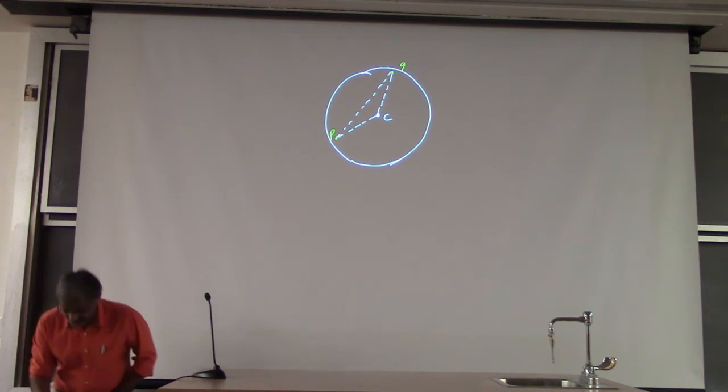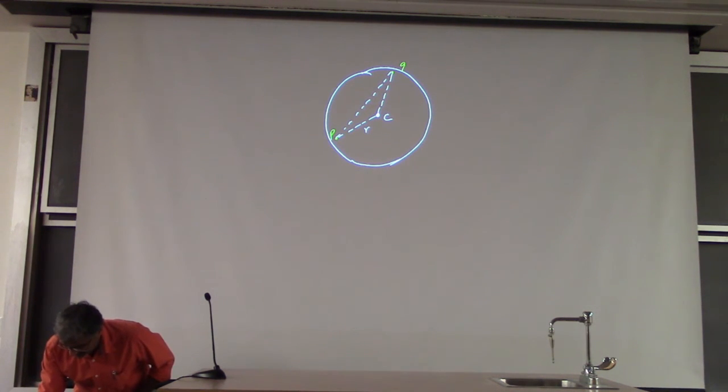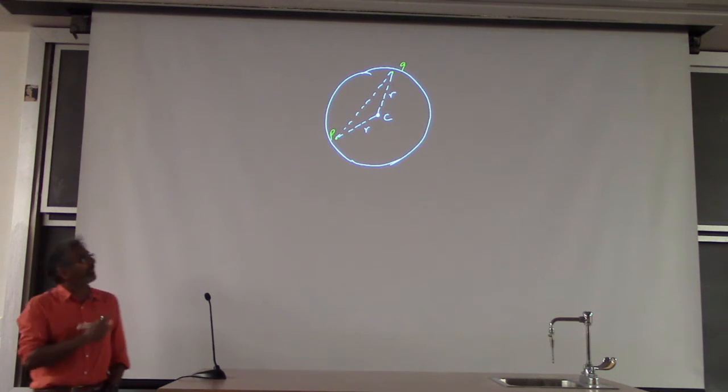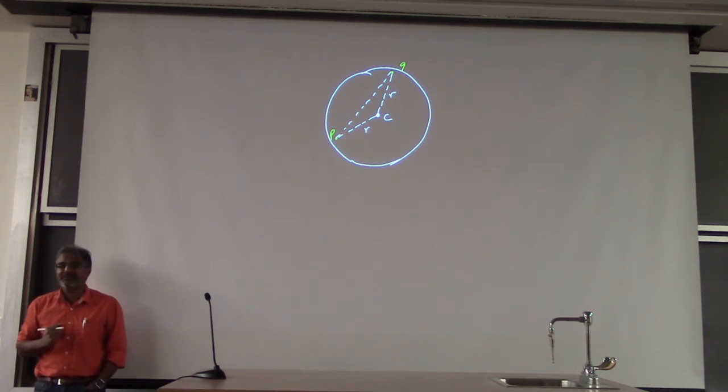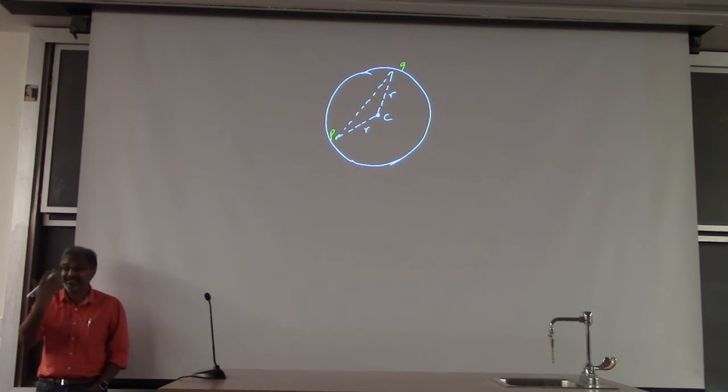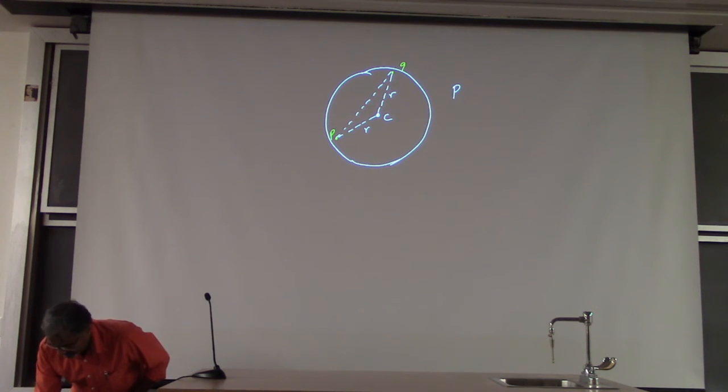Now, this is the optimal radius. What can we say about the distance from P to Q? Yes? Less than... because of the triangle inequality. Very good. PQ is less than or equal to 2R, where R star is the optimal solution.